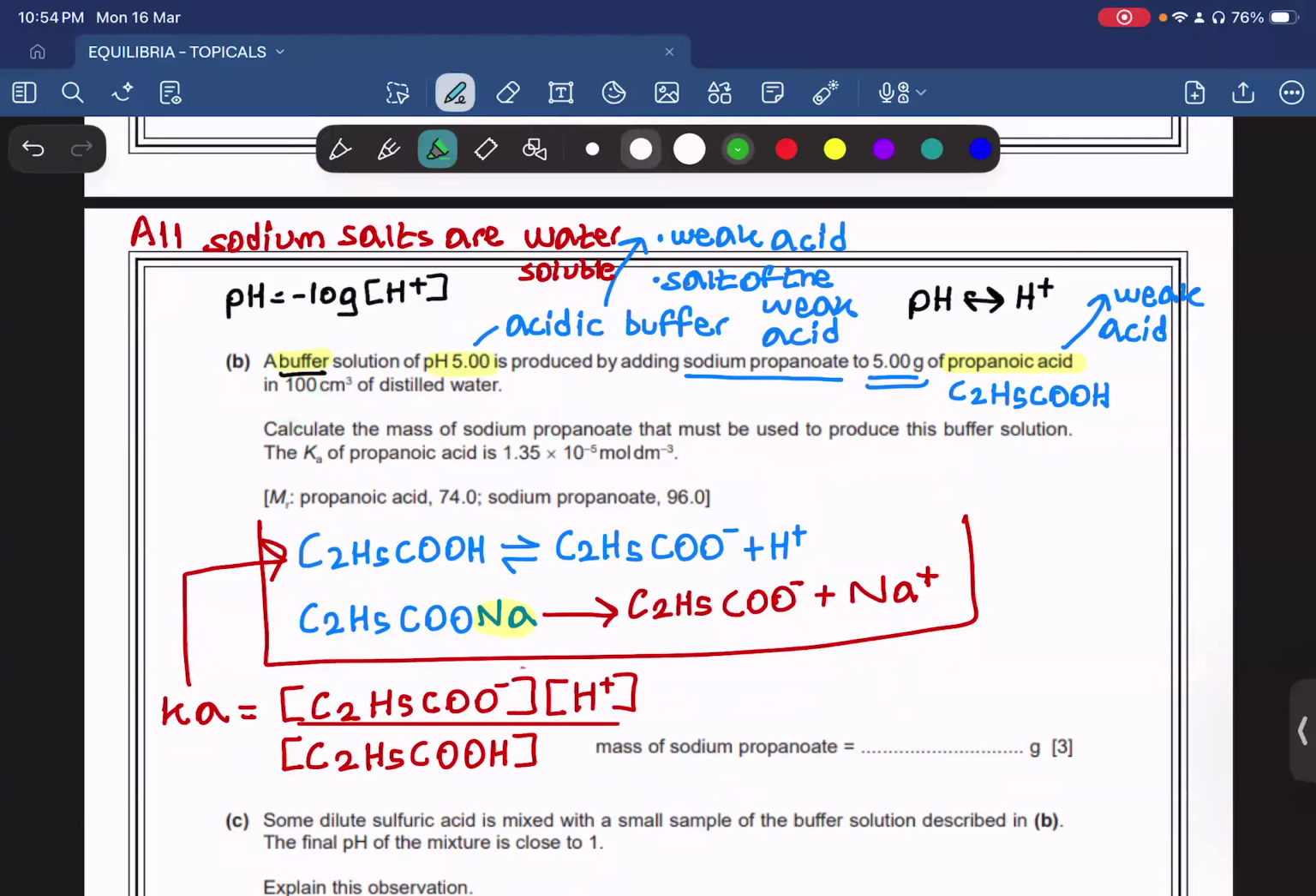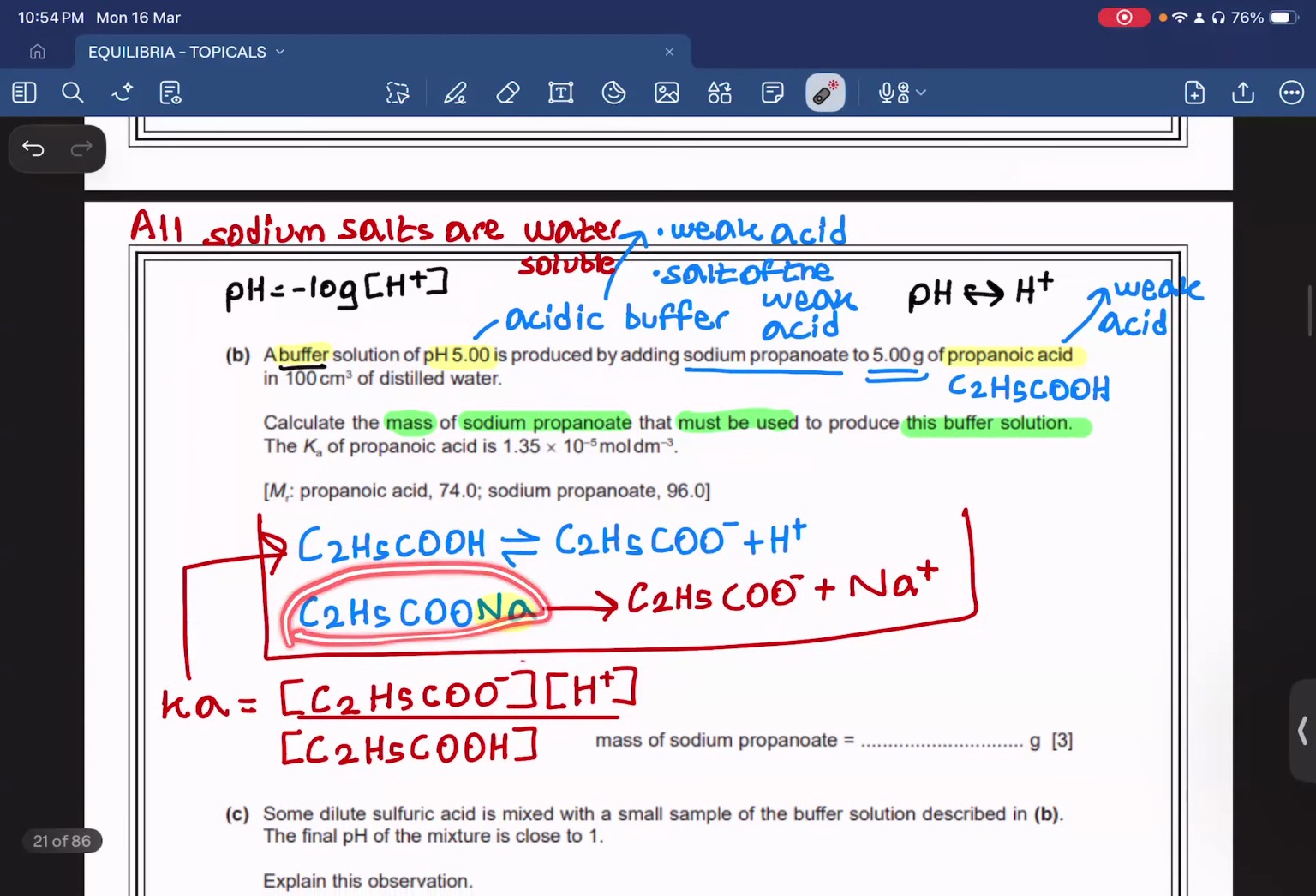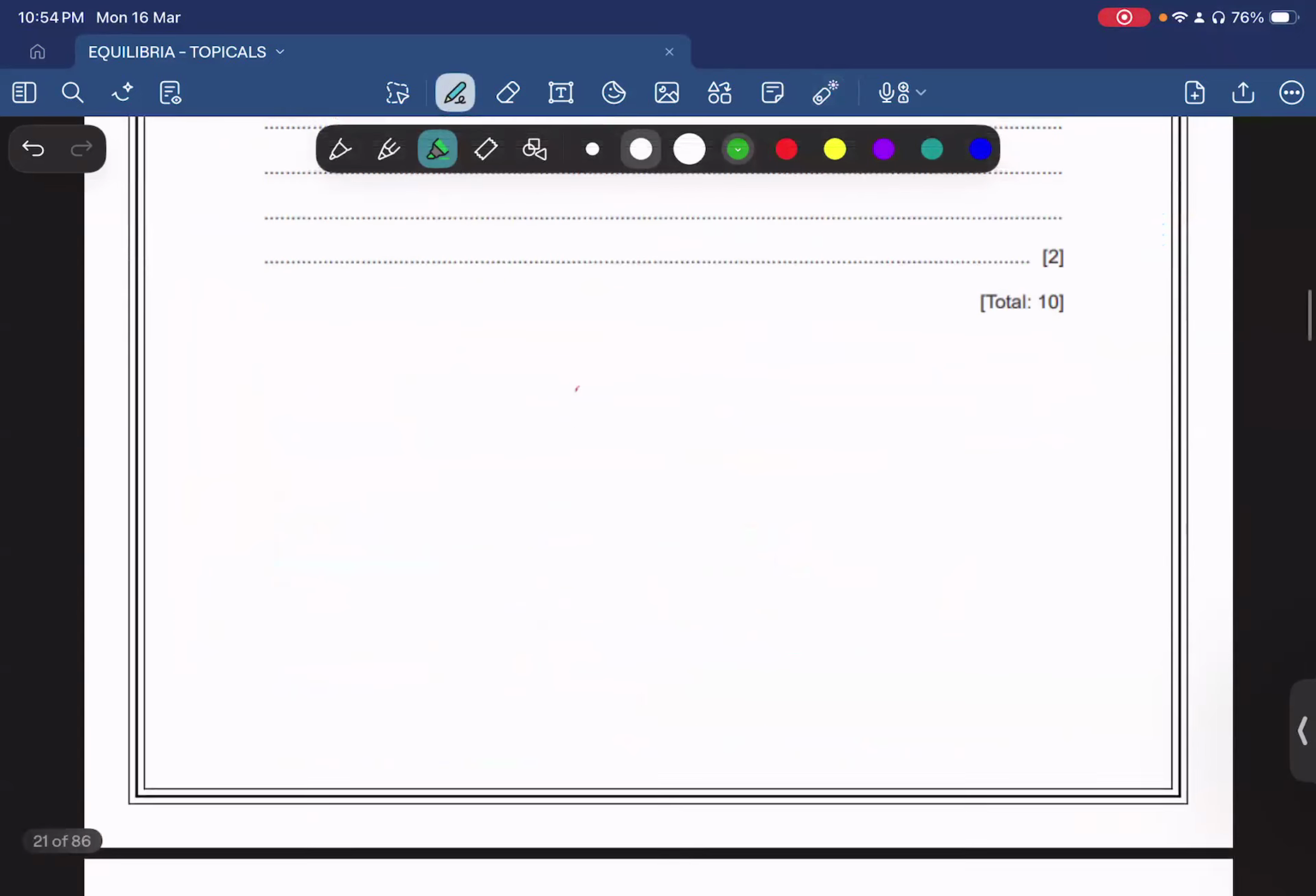Okay, now let's actually look at what the question was, because I forgot the question between all of the stuff. The question was: calculate the mass of sodium propanoate that must be used to produce the buffer solution. So we need to calculate the mass for this. If I know the moles for this compound, can I calculate the mass? You would say yes, because moles equals mass upon molar mass. If you have the moles, you already have the molar mass, just multiply them together and then you get the mass.